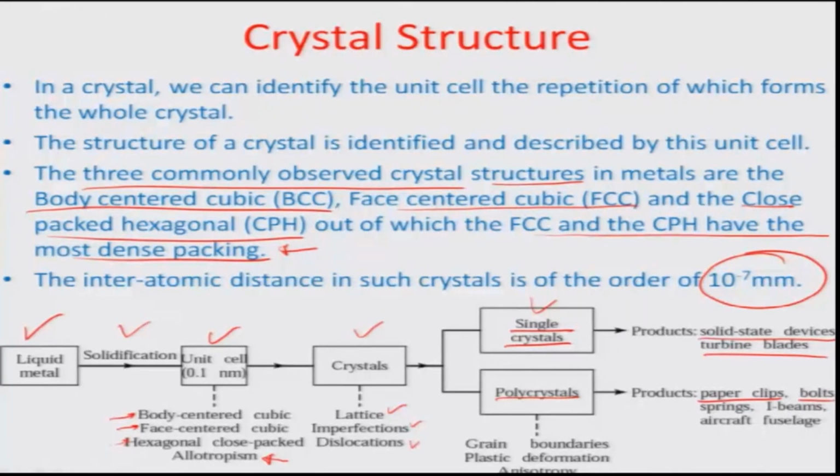For example, you can use them in paper clips, bolts, springs, wherever you are deforming the material to use it in the post deformed state, like I beams, aircraft fuselage, so on and so forth. The grain boundaries in such polycrystals are very important. The concepts of plastic deformation and anisotropy are very important in understanding such polycrystals, and we are going to look into some of these aspects as we go along.